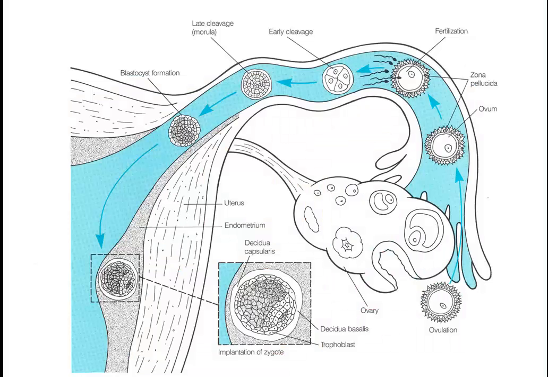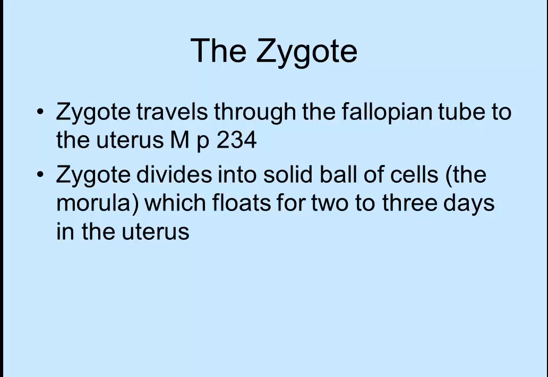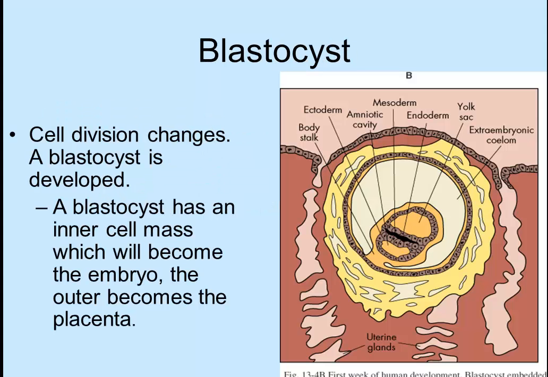Here we can see the journey of the fertilized ovum. The zygote travels through the fallopian tube to the uterus, and it divides into a solid ball of cells which floats for about 2 to 3 days in the uterus. Cell division changes, and this is called blastocyst development. A blastocyst has an inner cell mass which will become the embryo. The outer part becomes the placenta.